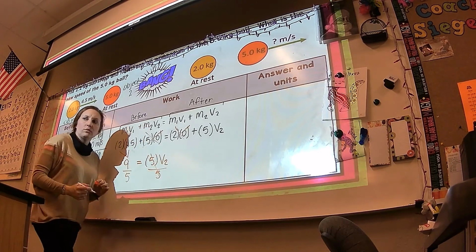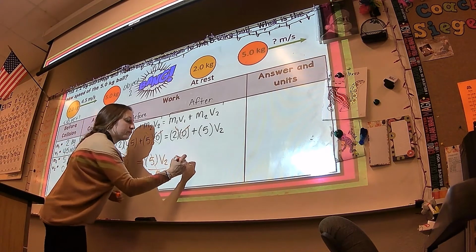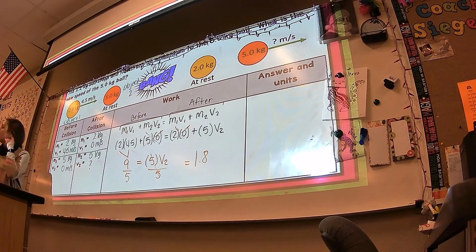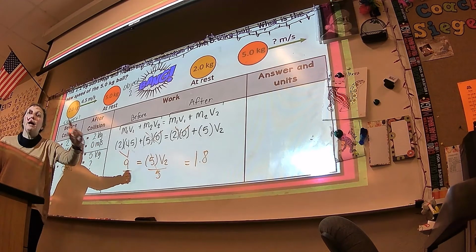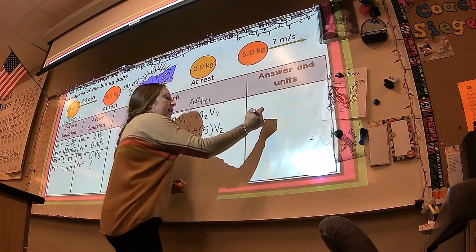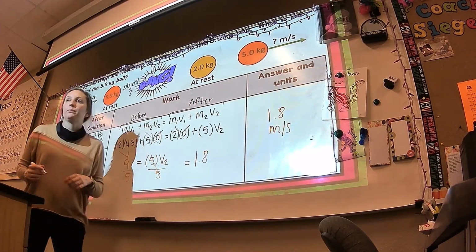Which is, what? 1.8 or 0.18? 1.8. Okay? So my final answer, I did 9 divided by 5 to get 1.8. I'm looking for a velocity, so what is my unit? Meters per second. Yep. So my final answer would be 1.8 meters per second.